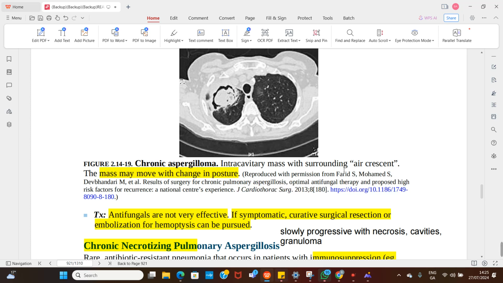And of course, you are going to see the air crescent sign. The air crescent sign is just an area of hyperlucency surrounding that cavity. You can see this is air. Can we say that this looks like a crescent? What is another name for crescent? Moon shaped, yes. So you can see that this looks like half of a moon. So this is the air crescent sign, which is classic for aspergilloma, and the mass will move with changing posture.